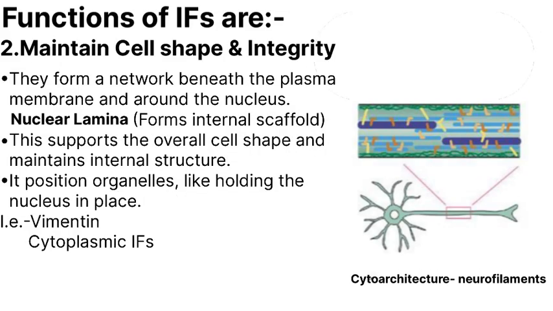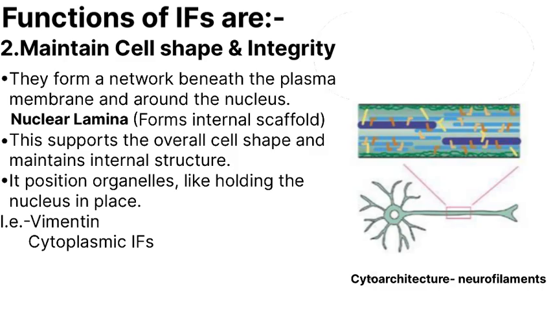Another function of IFs is to maintain the cell shape and their integrity. A very common word used to describe this is cytoarchitecture, which means the structural organization of a cell, that is, how the internal framework, which is mainly the cytoskeleton elements, maintains its shape, stability, and internal arrangement. They form a network beneath the plasma membrane and around the nucleus, which is called the nuclear lamina. This supports the overall cell shape and maintains their internal structure.